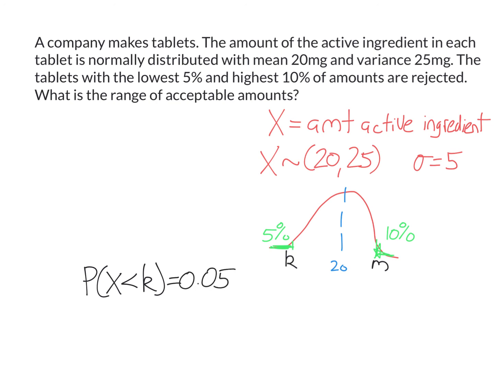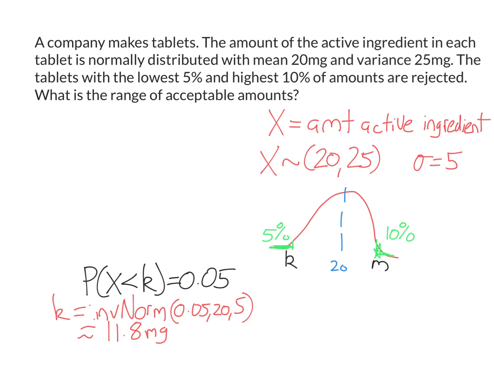So we know how to do this. We're just going to use the inverse normal function. So putting this in our calculator, we get about 11.8, and it's measured in milligrams. So what we've found is if the quantity is normally distributed with mean 20, standard deviation 5, 5% of the tablets will have 11.8 or fewer milligrams in them.